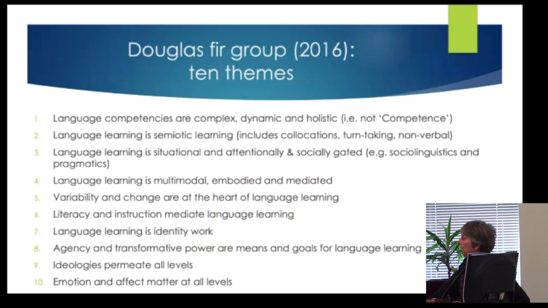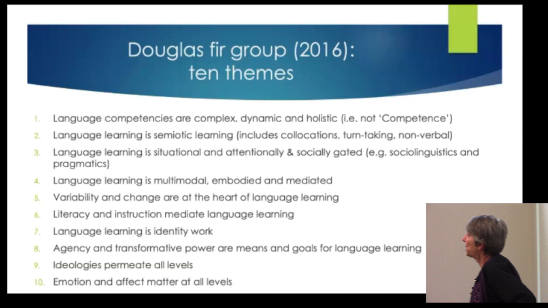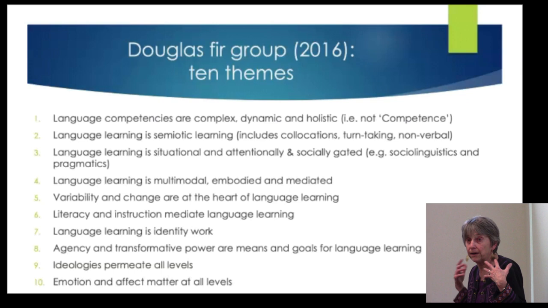So here are the 10 themes that people said we can all agree on. Language competencies are complex, dynamic, and holistic, so it's not linguistic competence a la Chomsky, right? Language learning is a semiotic process. It involves nonverbals, turn-taking, collocations. It's situational, intentionally and socially gated, so we have to think about social roles and pragmatics. It's multimodal, it's embodied. Gesture is a key part of that. Literacy and instruction are important. They mediate language learning.